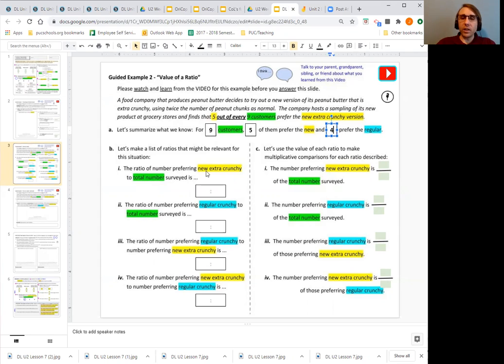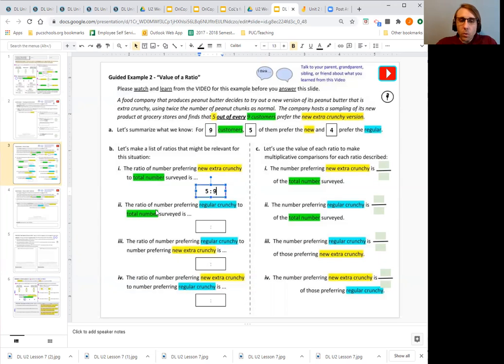So first ratio, what is the ratio of the people who prefer new extra compared to the total number? Well, new extra, that was the 5. And so I'm going to put 5 colon, and then total was 9. Okay, so 5 to 9. Normally, I would ask you to write it in 2 different ways, but I didn't give you 2 boxes, so don't worry about the second way.